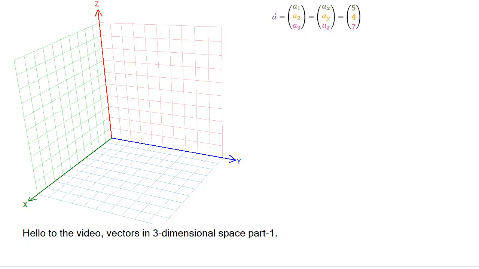Hello to the video, Vectors in 3-Dimensional Space Part 1. In this video, we take care of the basics of vectors in 3-dimensional space. Here we describe the vector A, which is drawn in purple.